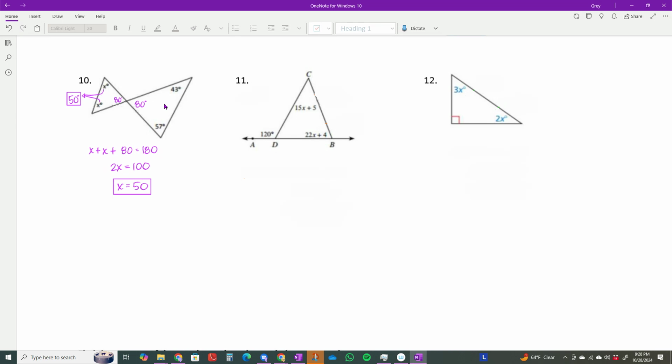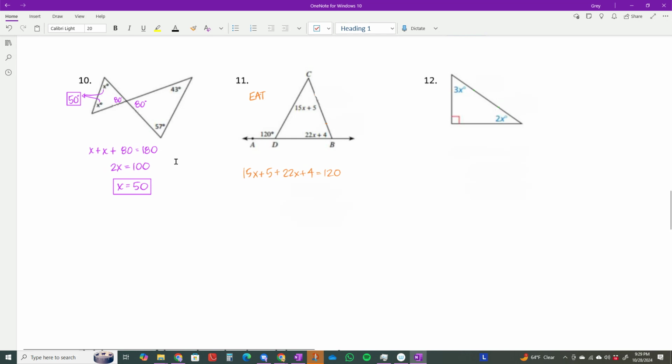Okay, this one, number 11, I don't know all of the angles inside, but I do know an exterior angle. So this is an example of the exterior angle theorem, and I'm going to say that 15x plus 5 plus 22x plus 4 has to equal 120. These are the two remote interior angles to this exterior angle.